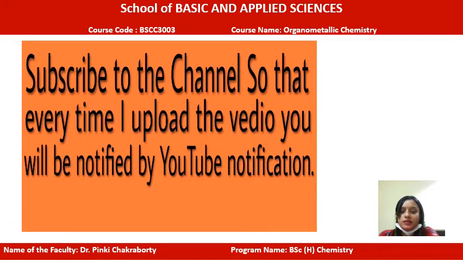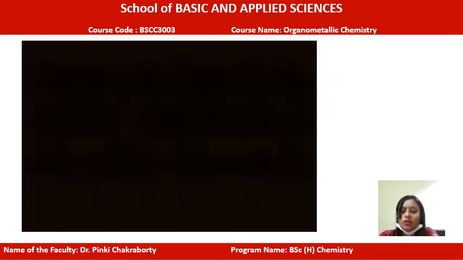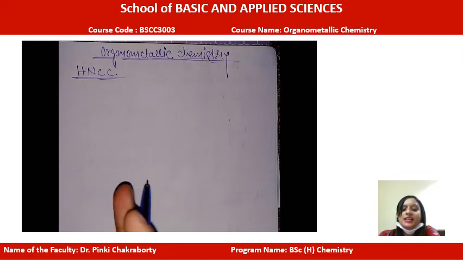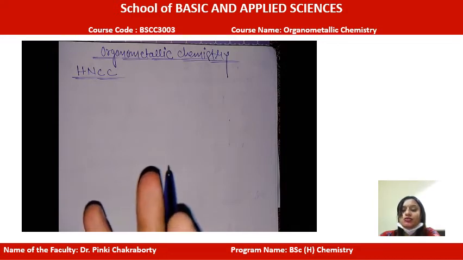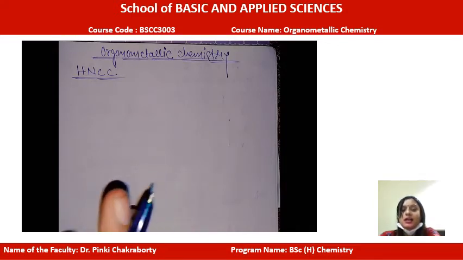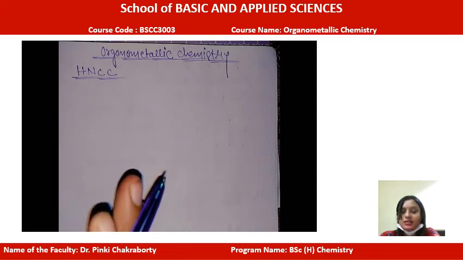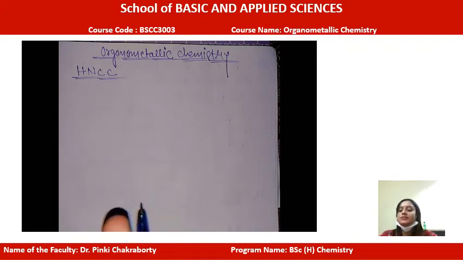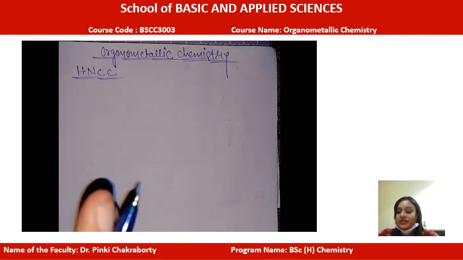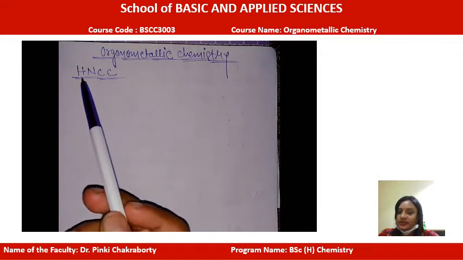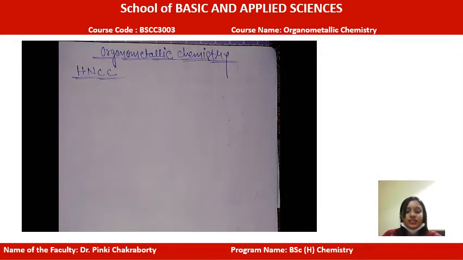In this particular video, it will be explained how to do the electron counting of high nuclearity carbonyl complexes. What is HNCC known for? It is known for high nuclearity carbonyl clusters, and LNCC is known for low nuclearity carbonyl clusters. High nuclearity means we are considering a metal complex which has a higher number of metal centers, that is, more than 2 metal centers are present in the carbonyl complex. Correct?